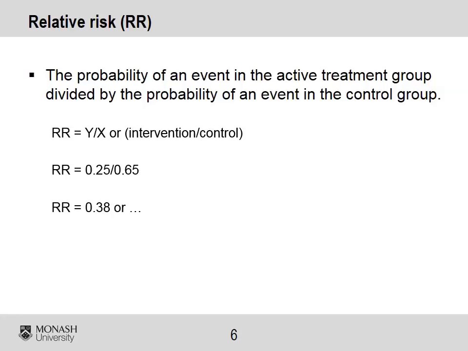As I mentioned, a relative risk of 1 indicates no benefit. A relative risk less than 1 indicates a benefit for the intervention, and a relative risk above 1 indicates a benefit in the control group or comparison group, or indicates a harmful event if you're comparing an intervention versus a placebo outcome.